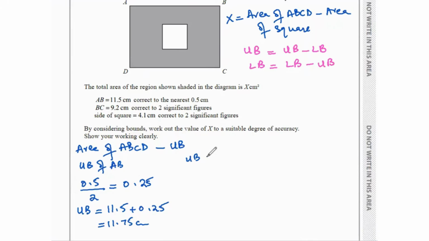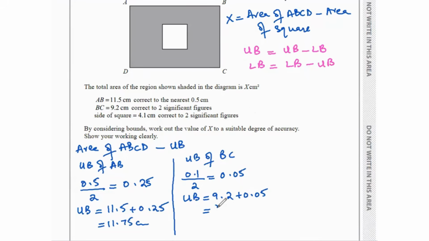Then for upper bound of BC, the length is 9.2 centimeters, correct to two significant figures. Whenever it's correct to some number of significant figures, first you check what the second significant figure is. Second significant figure is 2 over here. Then you check the place value of 2, which is 0.1. So we divide the place value by 2, and that is 0.05. So upper bound would be 9.2 plus 0.05, which is 9.25 centimeters.